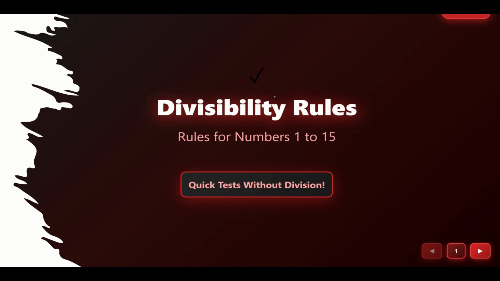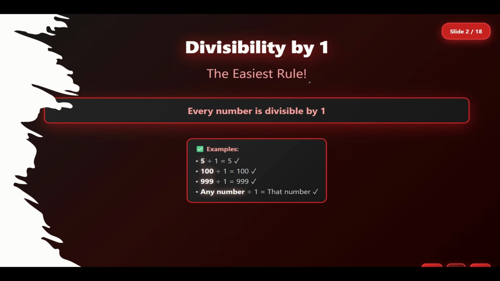Let's start with our super simple divisibility rule, that is 1. Here is the rule. Every single number in the universe is divisible by 1. Yes, all the numbers. 5 divided by 1 is 5. 100 divided by 1 is 100. 999 divided by 1 is 999. All these numbers are exactly divisible without leaving any remainder. Easy peasy, right? That's a warm-up.